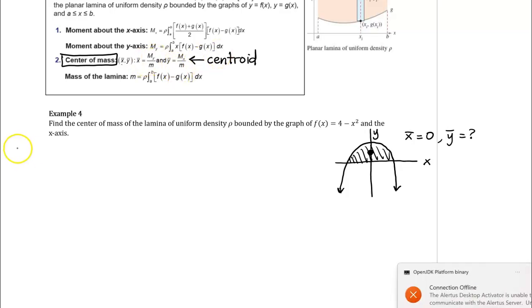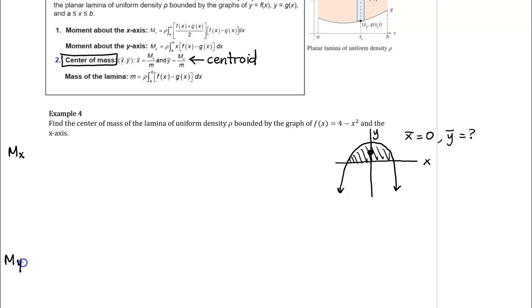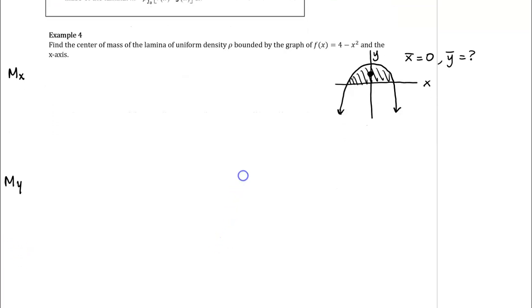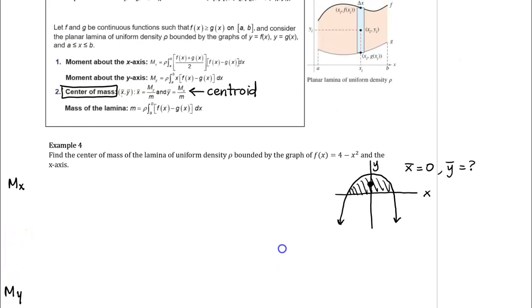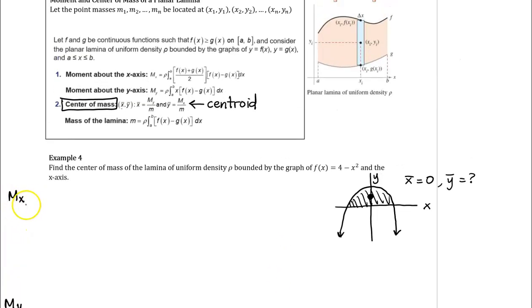So to calculate the center of mass, this point x bar and y bar, we need three things. We need capital M sub x, the moment about the x-axis. We need capital M sub y, the moment about the y-axis. And we need little m, the mass of the entire lamina.